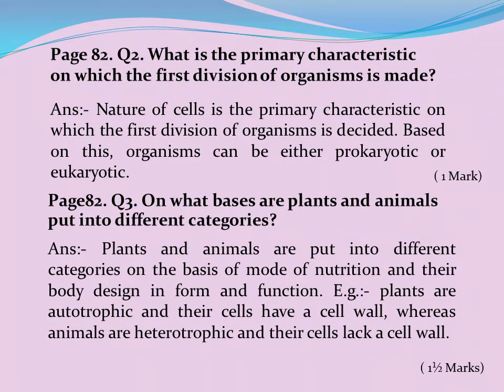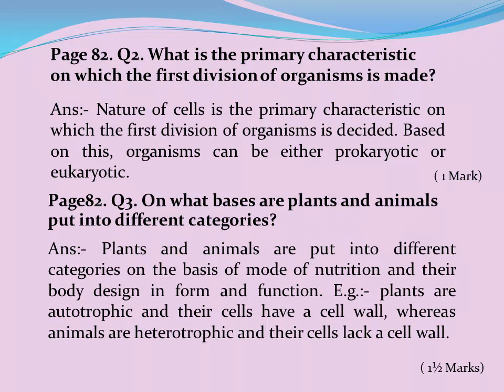Page number 82. Question number 2. What is the primary characteristic on which the first division of organisms is made? Answer. Nature of cells is the primary characteristic on which the first division of organisms is decided. Based on this, organisms can be either prokaryotic or eukaryotic.